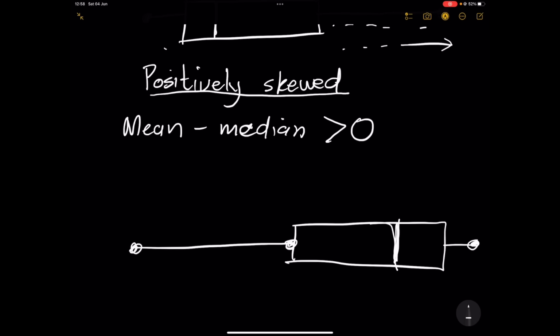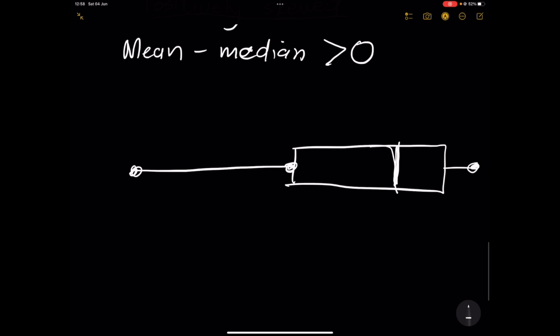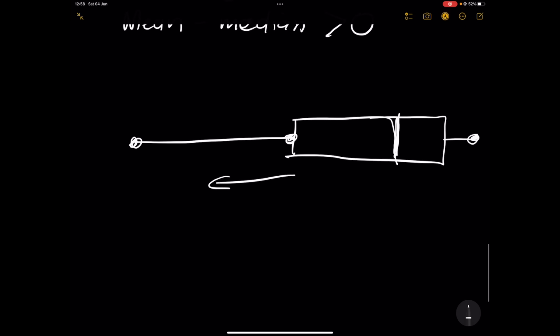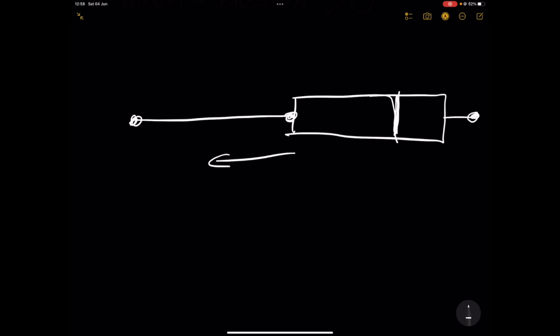But what do you notice this time around? There is a longer whisker more towards the left. So what does that mean? It means that your data is spread more to the left than it is to the right. So we say that this is negatively skewed. So it is negatively skewed data.